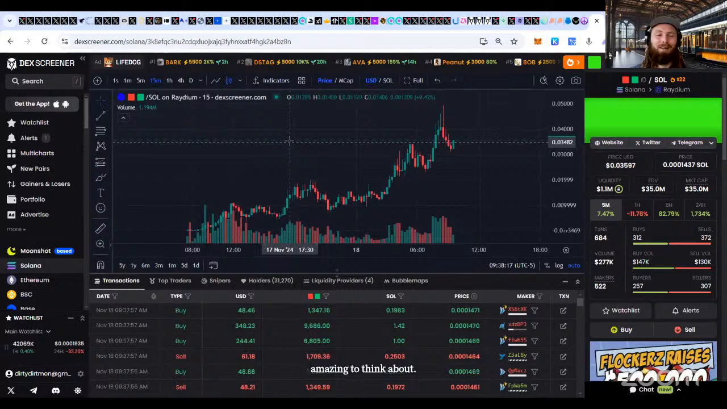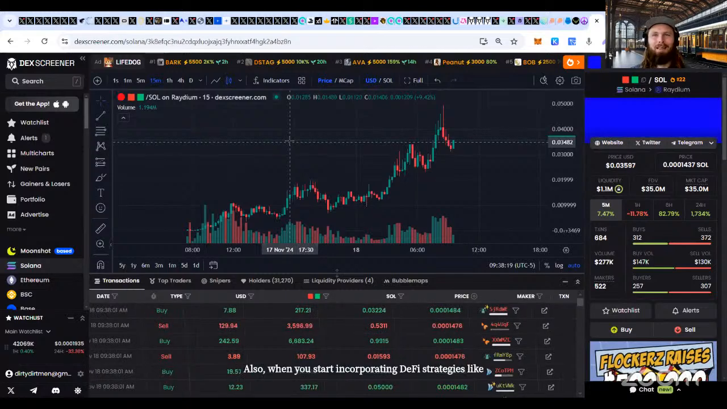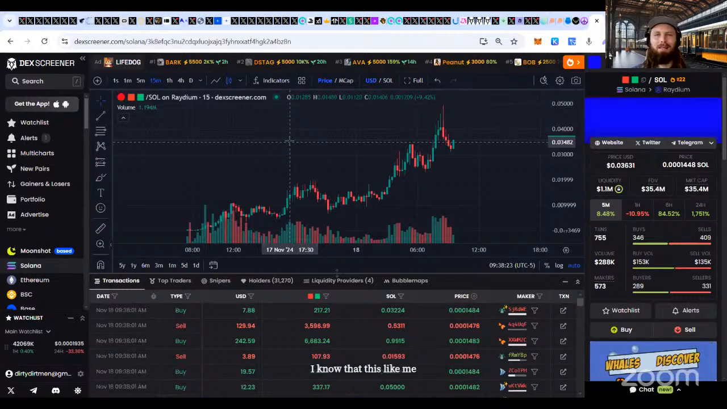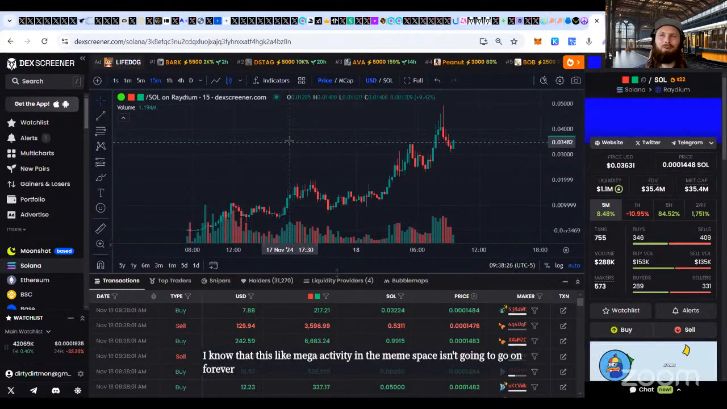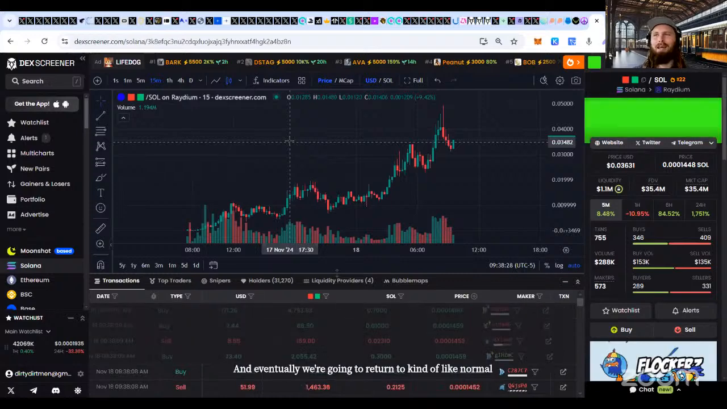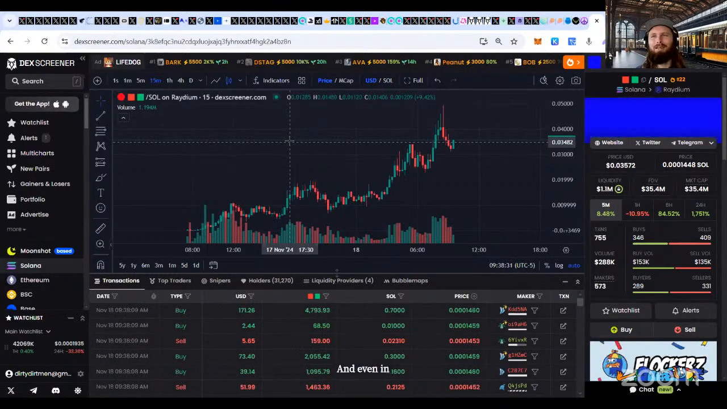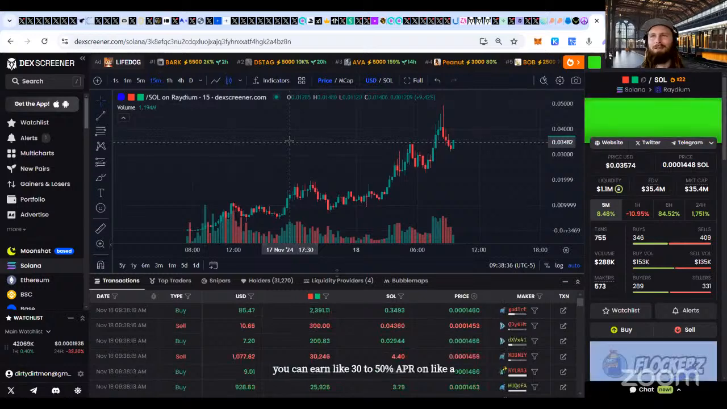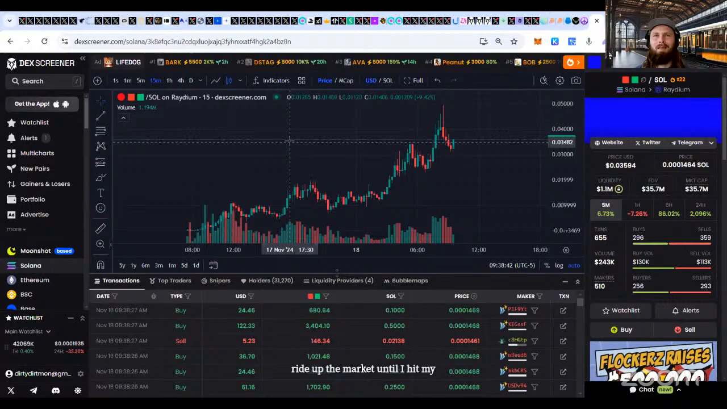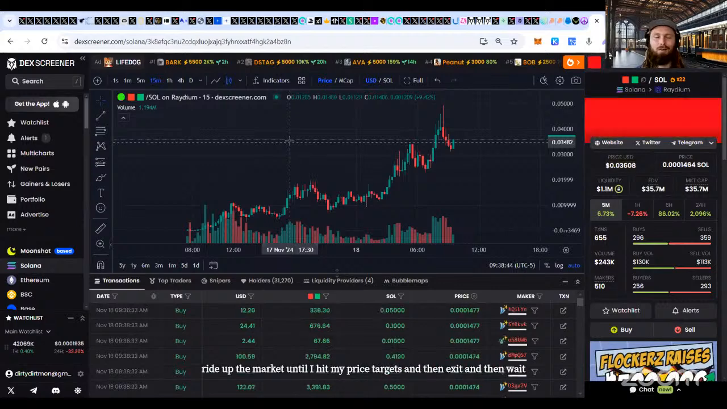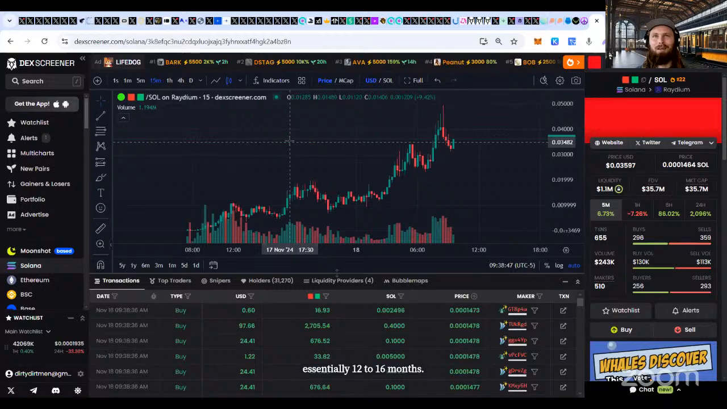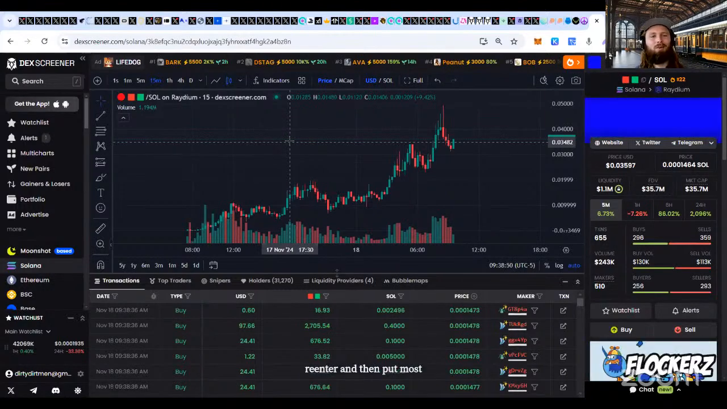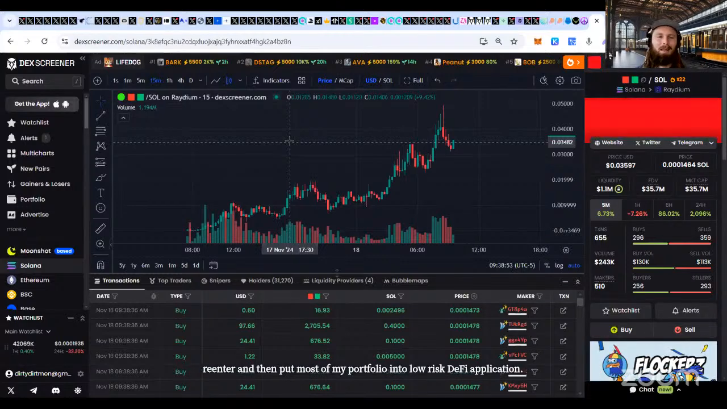Also, when you start incorporating DeFi strategies, I know that this mega activity in the meme space isn't going to go on forever, and eventually we're going to return to normal price action. Even in the most boring of markets, you can earn 30 to 50% APR on a Jupiter SOL position. So my strategy is to ride up the market until I hit my price targets, then exit, wait essentially 12 to 16 months, re-enter, and then put most of my portfolio into a low risk DeFi application and have that as my salary for life.